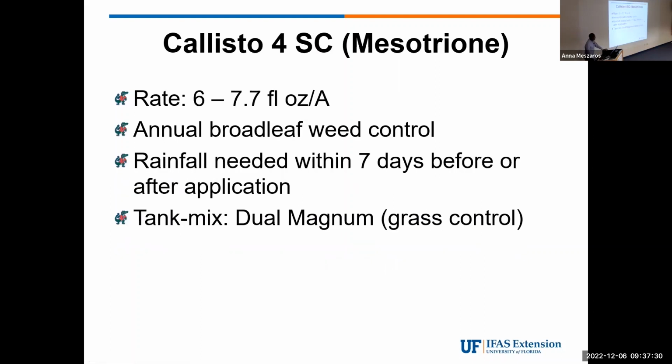And then Callisto is another one. I know most people use it post-emergence, but it's also labeled for pre-emergence use. The use rate for pre-emergence is higher than for post-emergence, so it ranges from 6 to 6.7 fluid ounces, and it's mainly good for broadleaf weed control. It always requires at least some rainfall or irrigation within 7 days after application if you use it as a true pre. And Callisto can also be tank mixed with Dual to help with the grass control portion of the weed control.